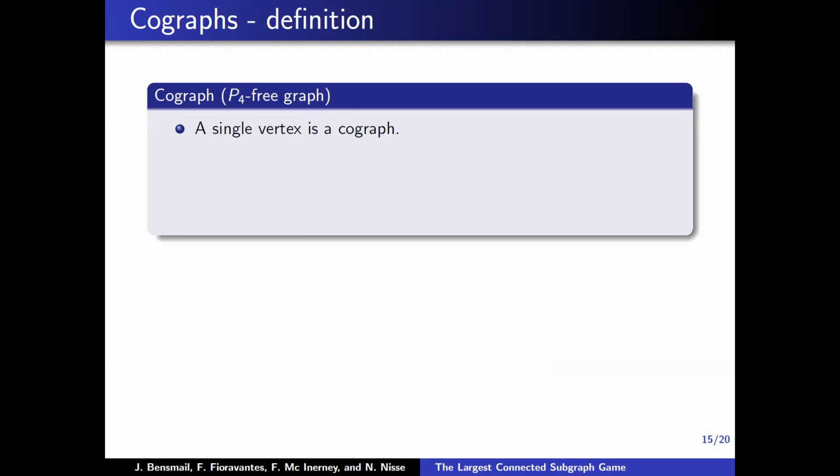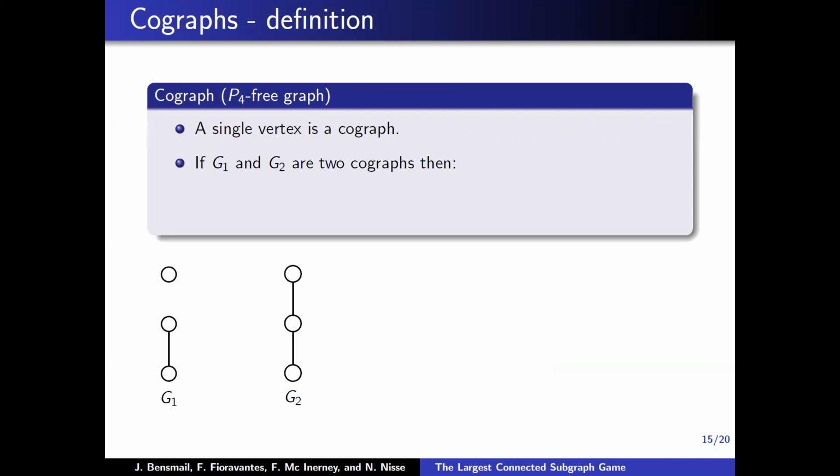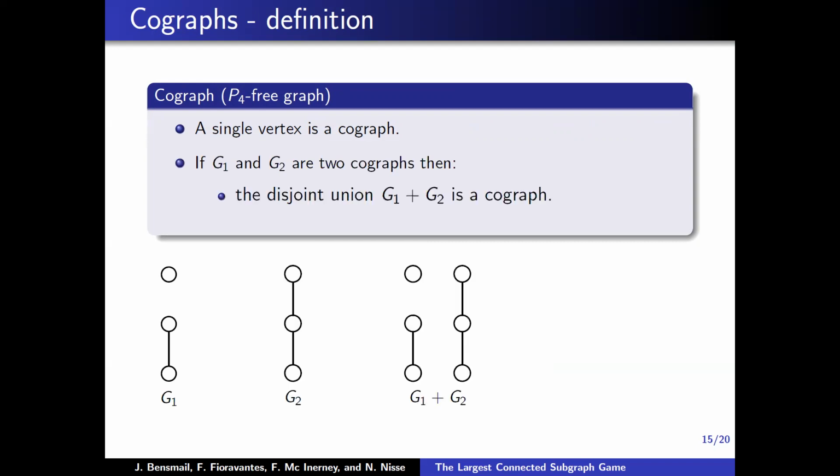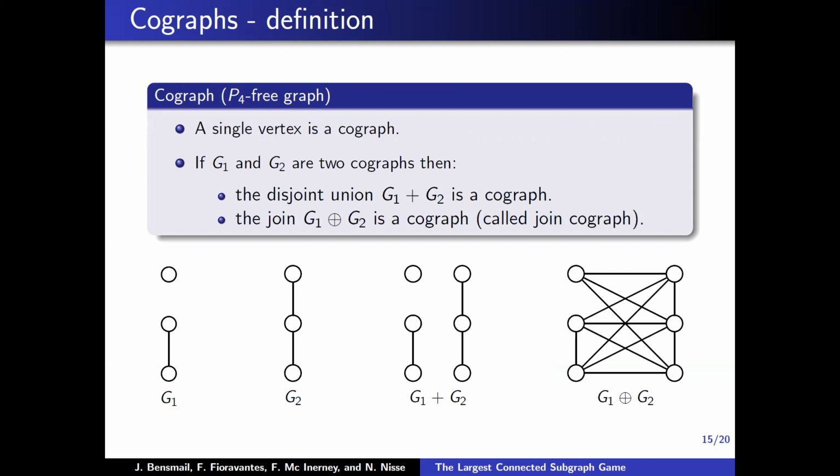So now we move to the last class of graphs we'll look at, which are cographs, which are also known as P4 free graphs. So they can be defined recursively as follows. A single vertex is a cograph. And if G1 and G2 are 2 cographs, then the disjoint union is also a cograph. And the join is a cograph, which we call a join cograph. So the join is just you take the 2 cographs and you put all the edges possible between them.